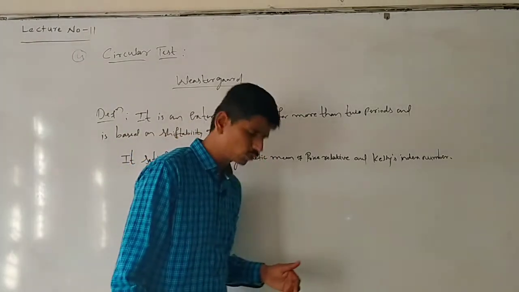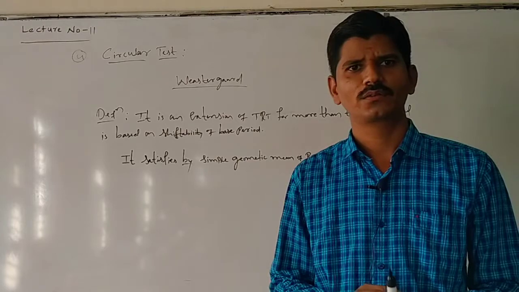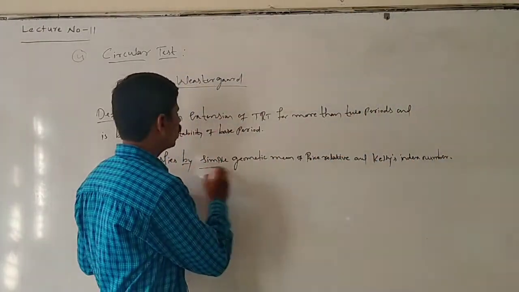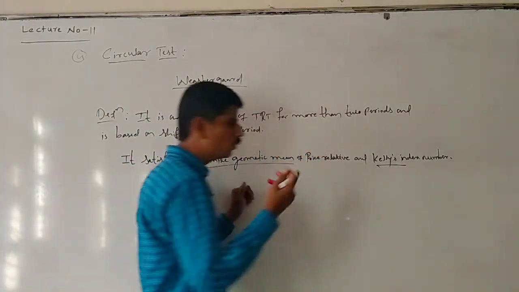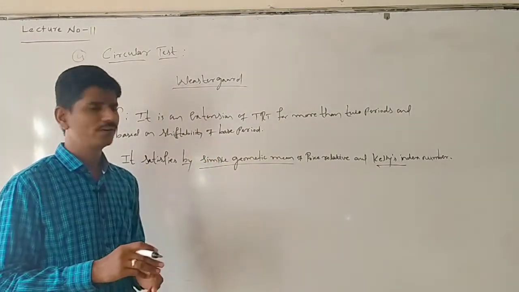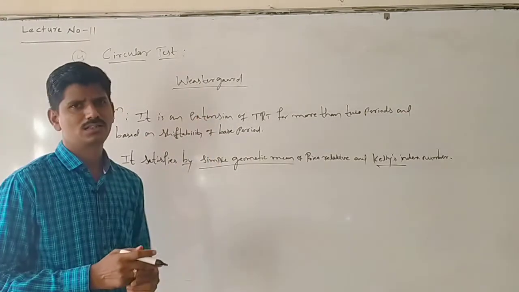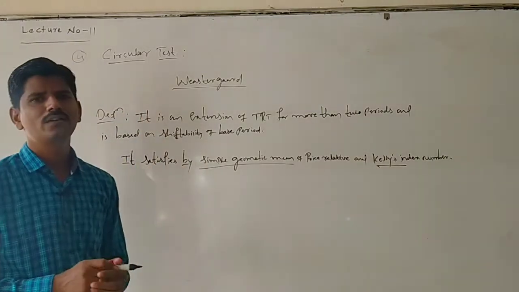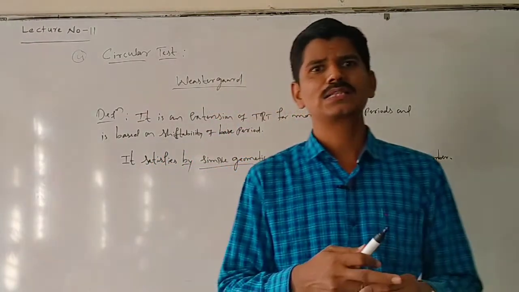Okay, here one last question. Which index number satisfies the circular test? The answer is the simple geometric mean of price relatives or Kelly's index number. You have to write any one. Better you write Kelly's index number. Here it is about the circular test. One more thing: it satisfies Kelly's price index number.